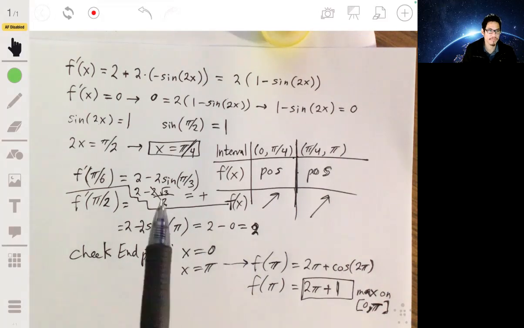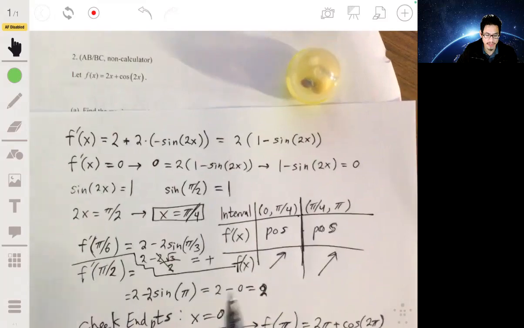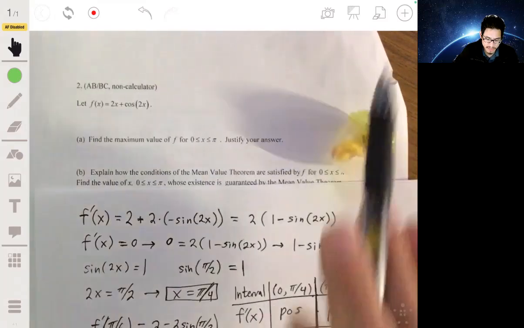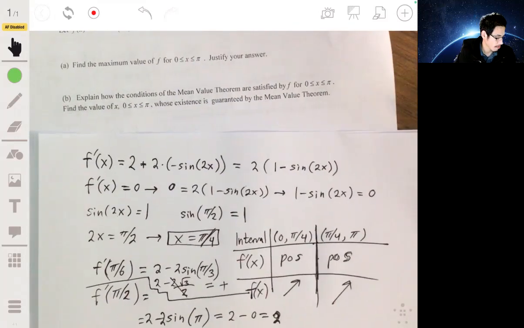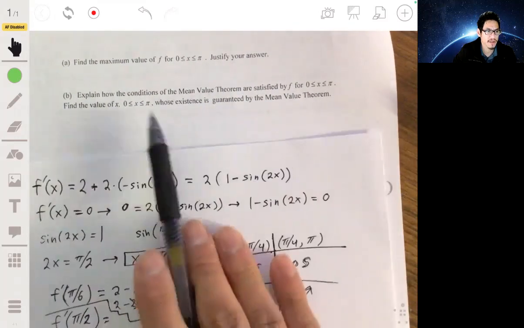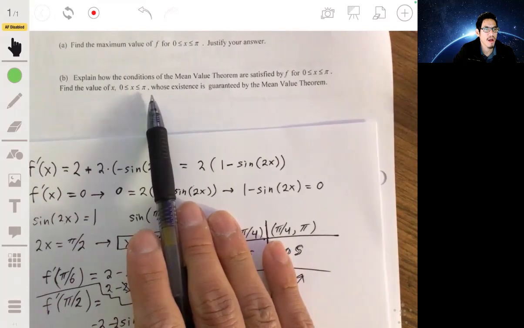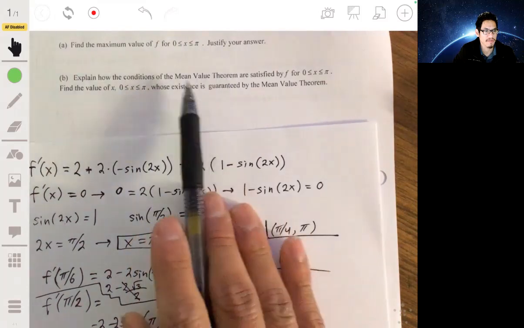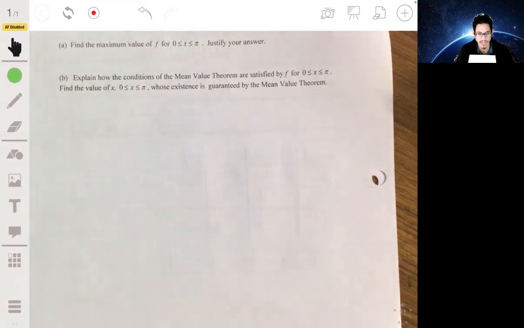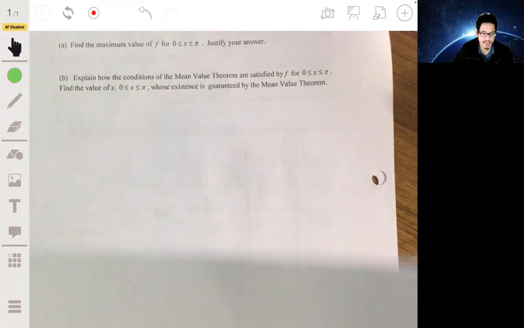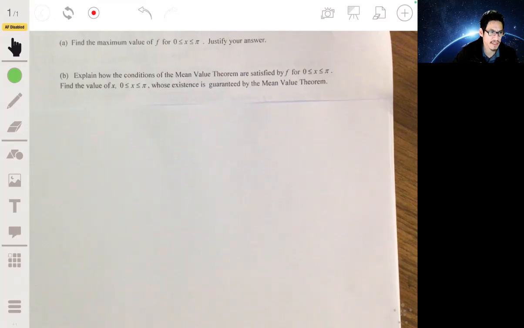All right. Part B. That part took a lot longer than expected. Hopefully, part B won't take that long. But yeah. So we're gonna use the mean value theorem, and we're gonna first have to explain how we can use it. Basically, just to show that it's okay to use it because it meets the conditions.